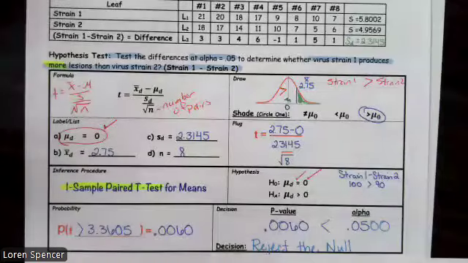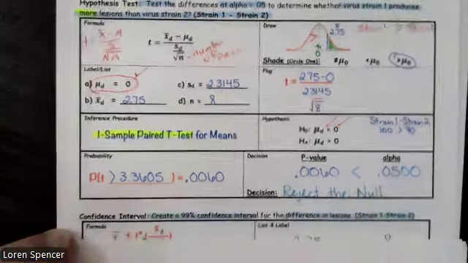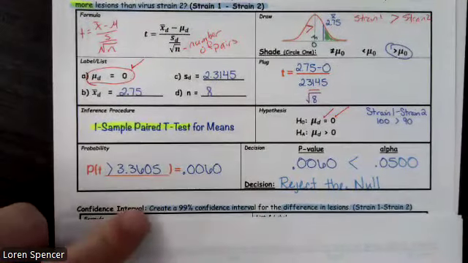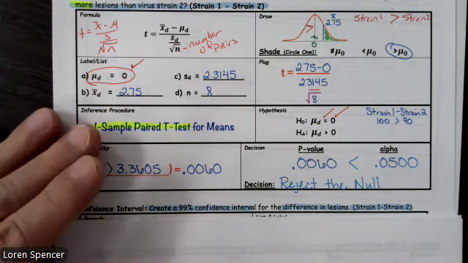Continuing on to the next one. The next one is we're going to run a confidence interval for the same thing. It says create a confidence interval for the difference in the number of lesions, strain 1 minus strain 2. We always have to put the order that we subtracted in, all right? So we went strain 1 minus strain 2.